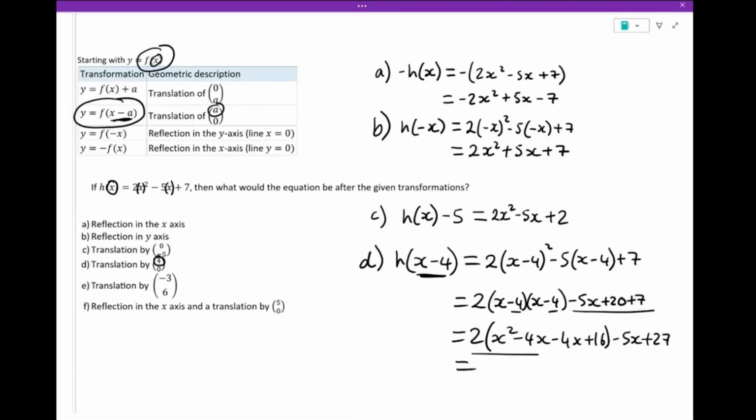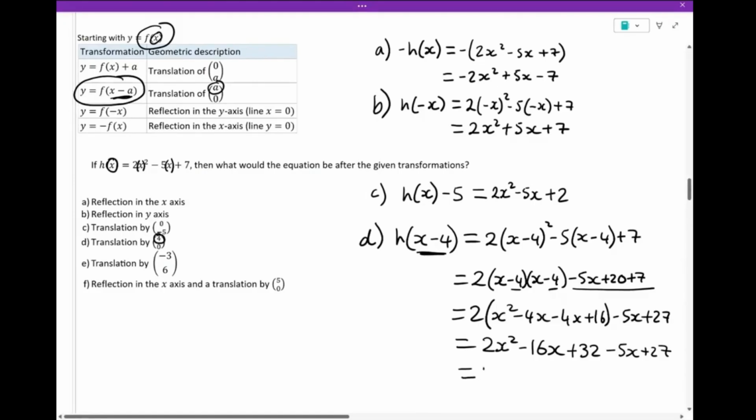And then expanding this bracket here, we would have 2x squared. Now negative 4x subtract 4x is negative 8x, times 2 is negative 16x. And then the 2 times the 16 would give me 32, like that. And then we have the subtract 5x plus 27. And then collecting like terms to get my final answer, we'd have 2x squared. Negative 16x subtract 5x is negative 21x. And then the 32 plus the 27 would give me 59. Okay, and that would be my final answer for the curve after a translation by 4, 0.